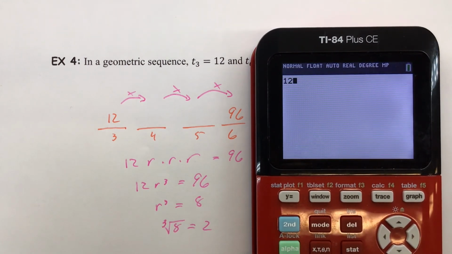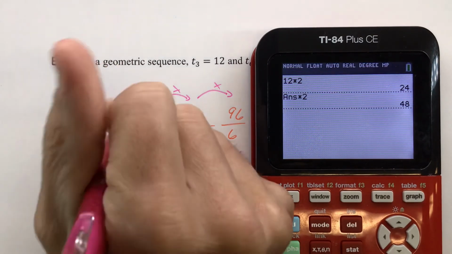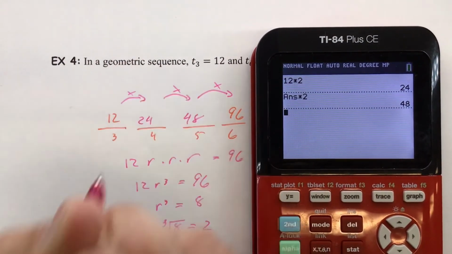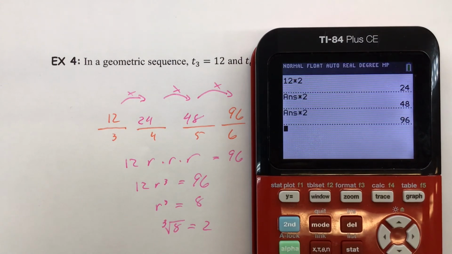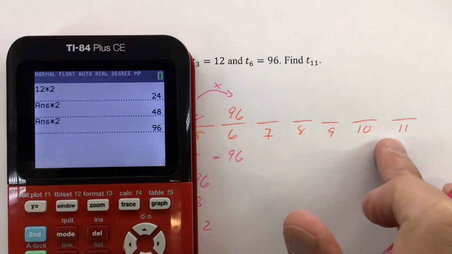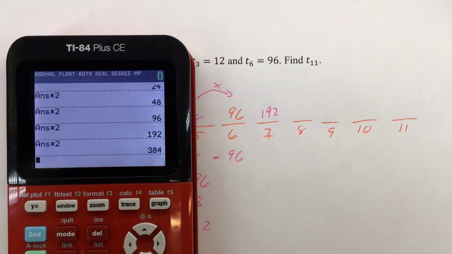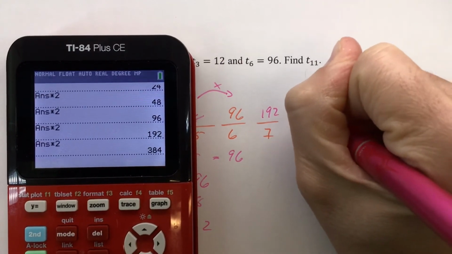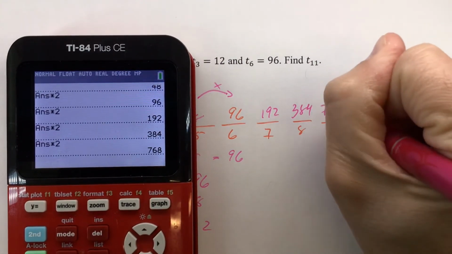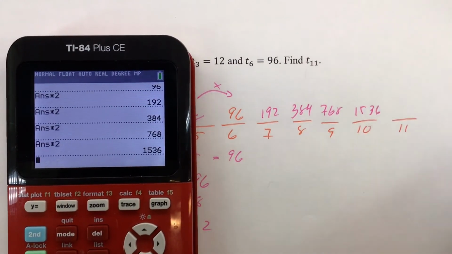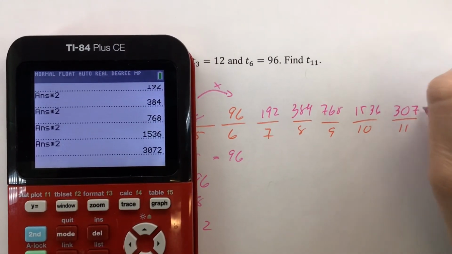If we take 12 and times it by 2, we get 24. Okay, times that by 2, you get 48. So we're thinking that this is 24. This would be 48 times 2 gives us 96. So the r value is 2. Okay, we can continue that pattern down. Times 2, you get 192. Times 2, you get 384. 768. 1536. And we get 3072, which will be the answer.